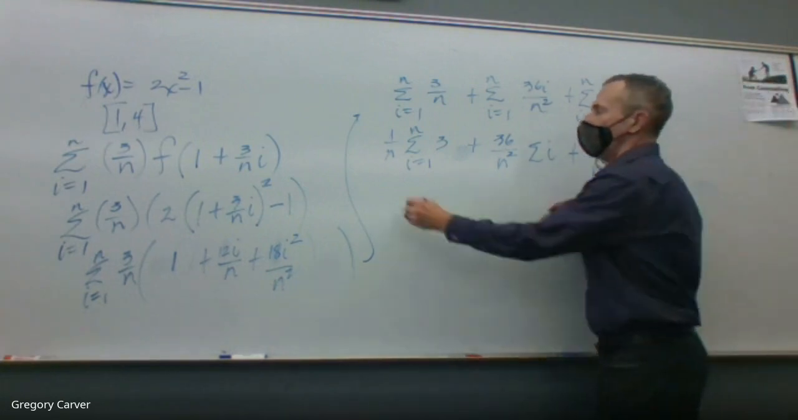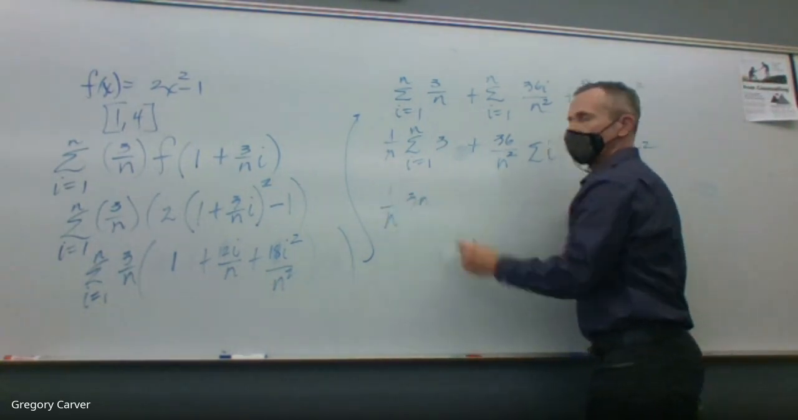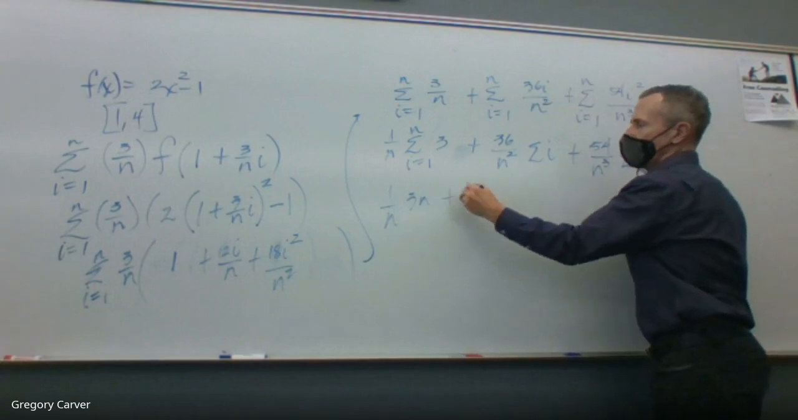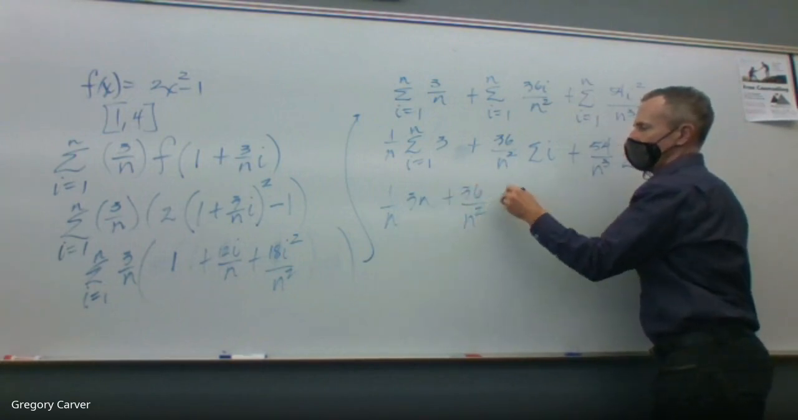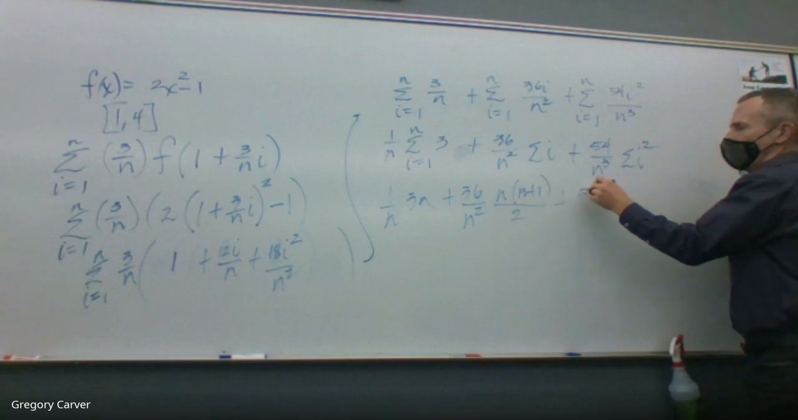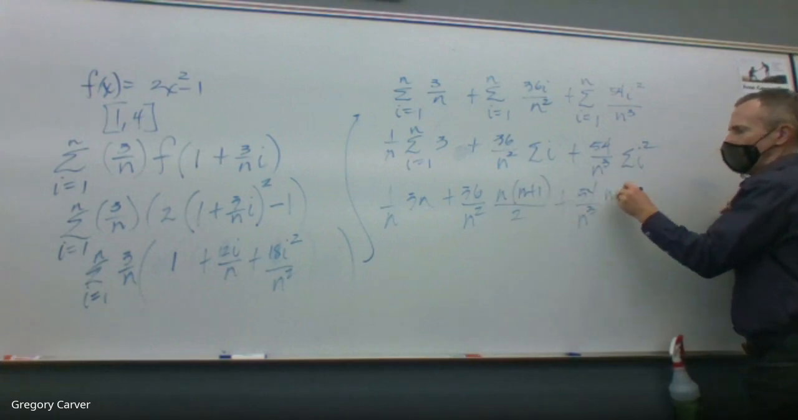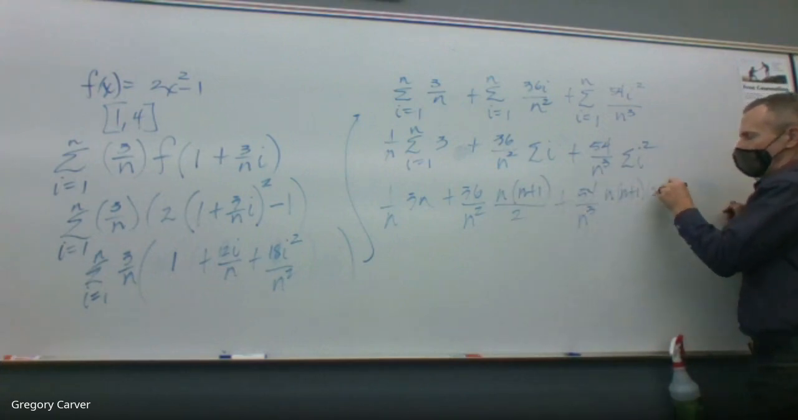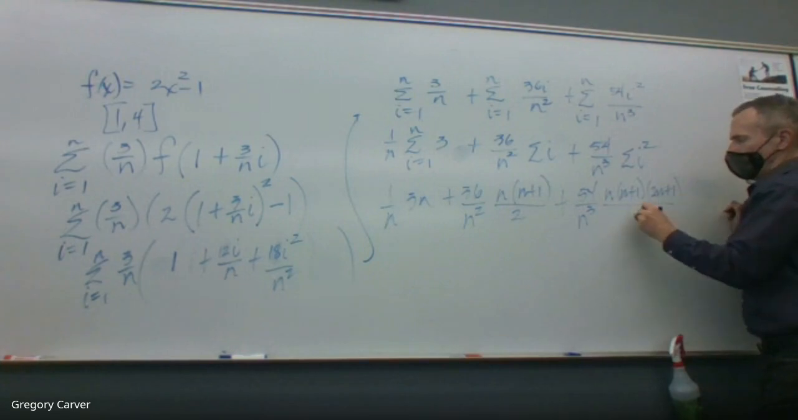Here we go. 1 over n, 3n. 36 over n squared, that's n times n plus 1, all over 2. 54 over n cubed, n times n plus 1 times 2n plus 1, all over 6.